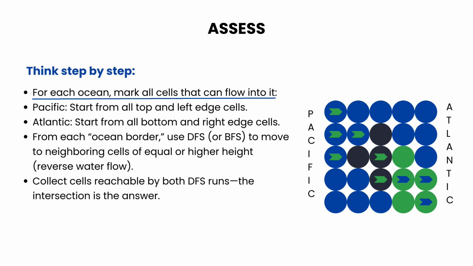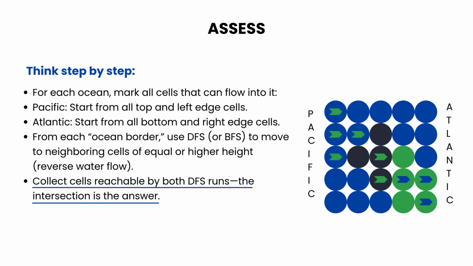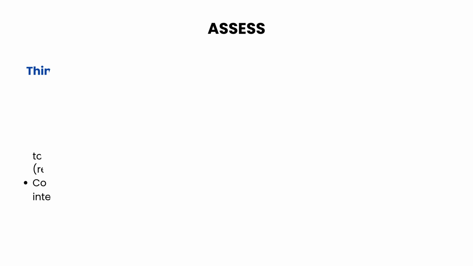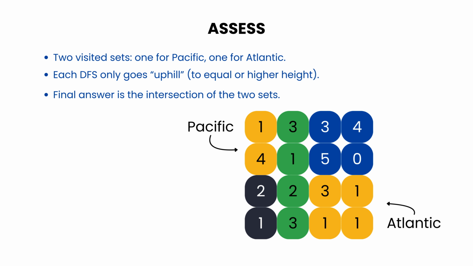For each ocean, mark all cells that can flow into it. For the Pacific, start from all top and left edge cells. For the Atlantic, start from all bottom and right edge cells. From each ocean border, use DFS or BFS to move to neighboring cells of equal or higher height, reversing the water flow. Collect cells reachable by both DFS runs. The intersection is the answer. Let's clarify: two visited sets, one for Pacific, one for Atlantic. Each DFS only goes uphill, to equal or higher height. The final answer is the intersection of the two sets.